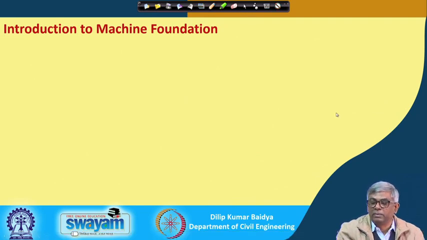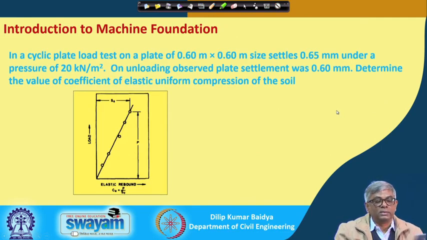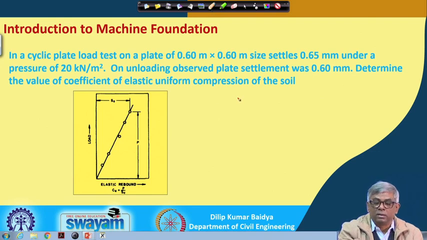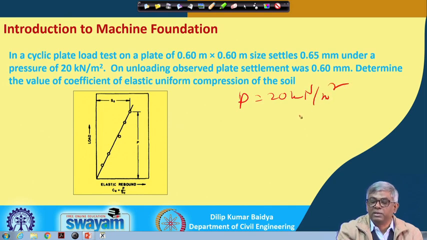Let us go to the next problem. In a cyclic plate load test, you can see that the pressure applied, P, is 20 kilonewton per meter square, and initially the settlement was 0.65 millimeter, and then finally after rebound on unloading the observed plate settlement was 0.60.